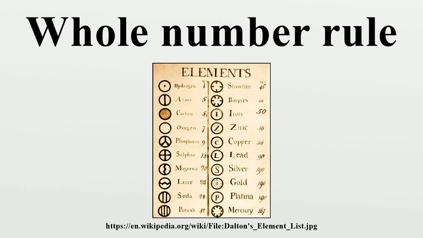The modern form of the whole number rule is that the atomic mass of a given elemental isotope is approximately the mass number times an atomic mass unit. This rule predicts the atomic mass of nuclides and isotopes with an error of at most 1%.